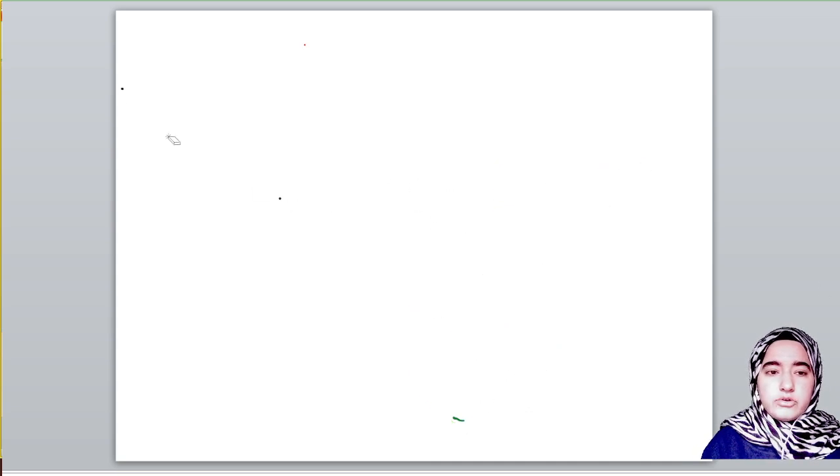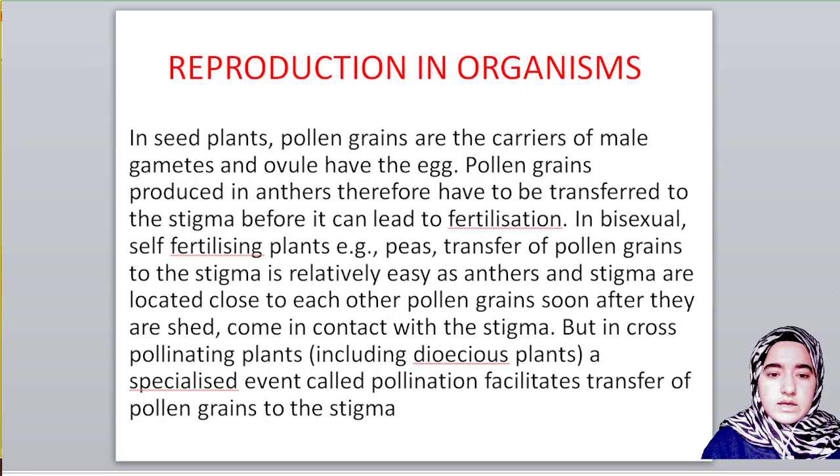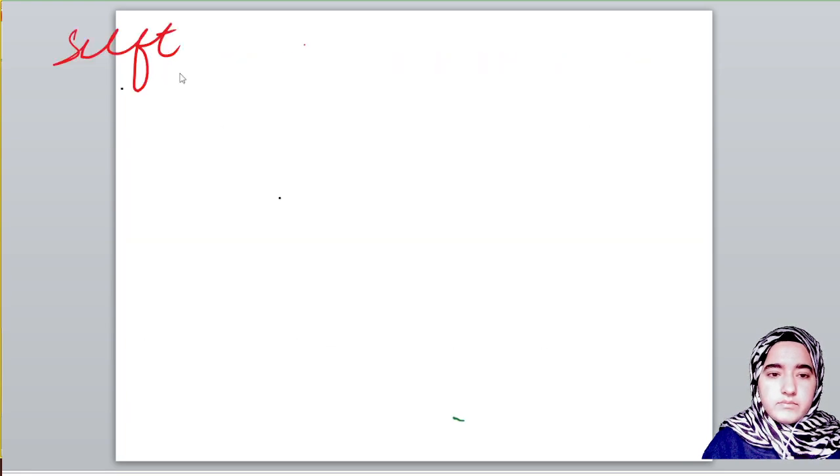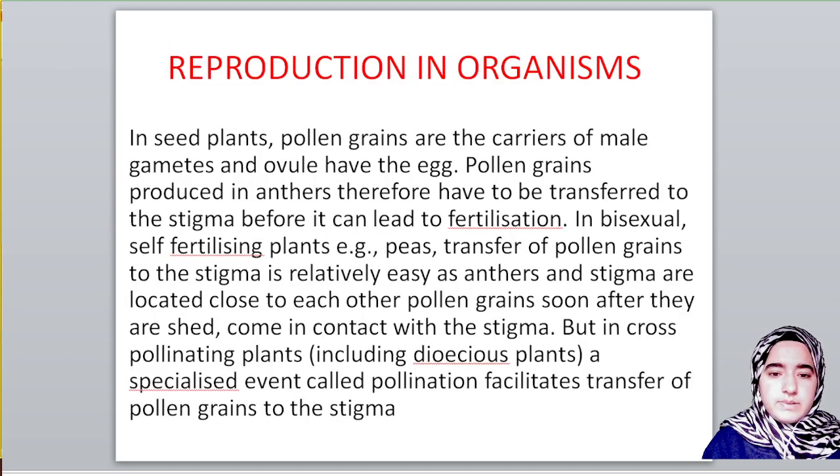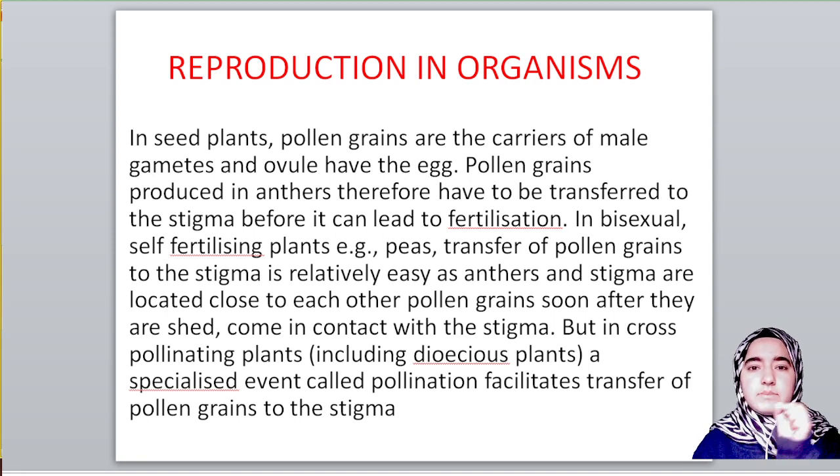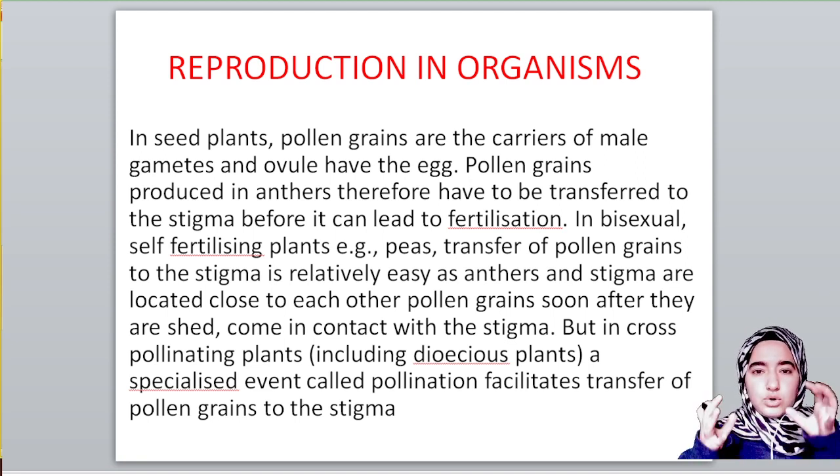In those kinds of plants, what happens basically is that transfer of pollen grains to the stigma is very easy. Why is that easy? Because anther and stigma are closely together, they lie close to each other.